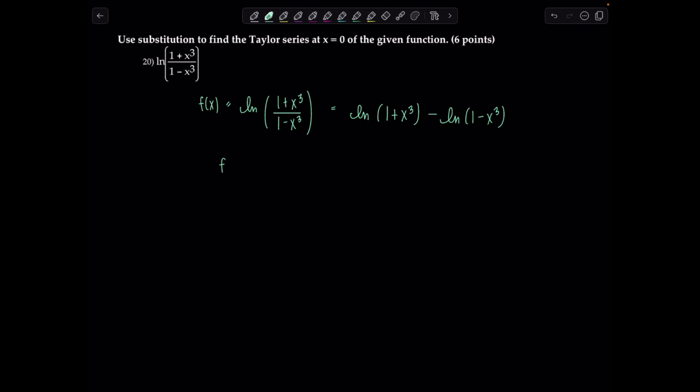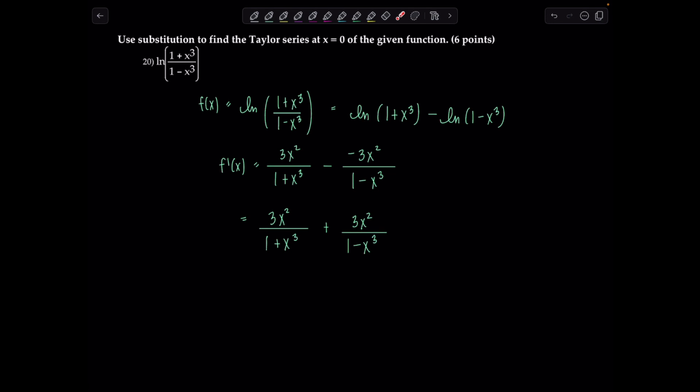Okay, so let's take a derivative, f prime of x. Derivative of natural log 1 plus x cubed is going to be 1 over 1 plus x cubed. And then don't forget we have to do the chain rule, so we should have 3x squared in the numerator. Minus derivative of natural log 1 minus x cubed would be 1 over 1 minus x cubed times negative 3x squared. Exactly. So this is 3x squared over 1 plus x cubed plus 3x squared over 1 minus x cubed.